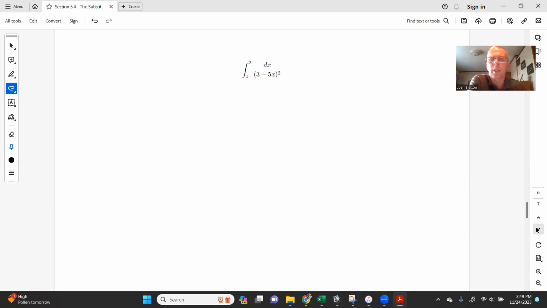All right, so another one. And so this one's fairly obvious what is going to be the u and the du. So we don't worry about the outside exponent. The 3 minus 5x is our function that we're looking at. So the u is just going to be 3 minus 5x.